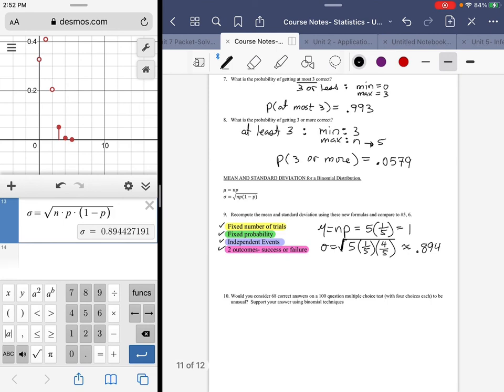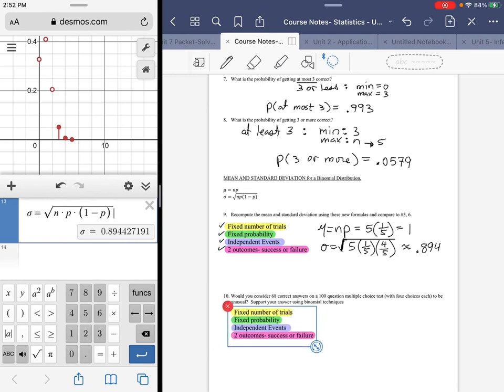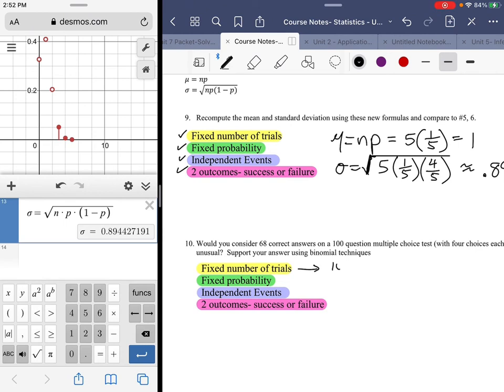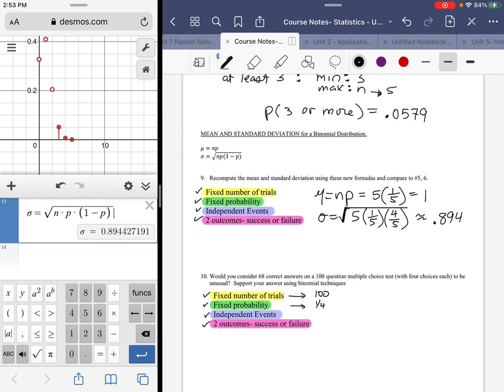The first thing you'd have to do is look at the conditions. Fixed number of trials, yep, 100 questions. Fixed probabilities, 4 choices, so 1 in 4 chance of getting it right. Independent events, if you use a choice once, you can use it again. So I'll just put a nice little check mark here for each of those. And 2 outcomes, yeah, it's either right or wrong. So that's accounted for also.